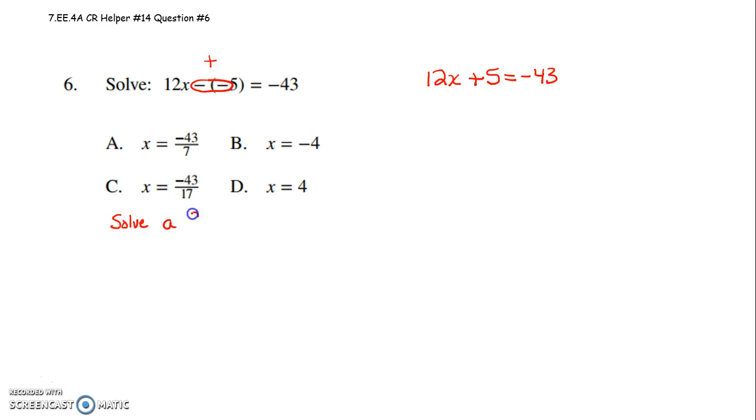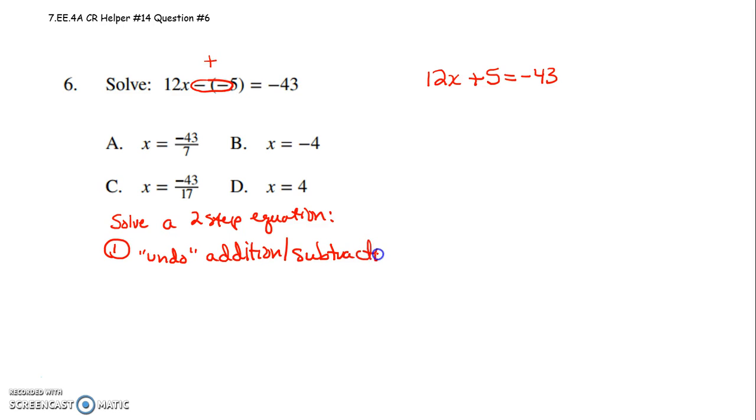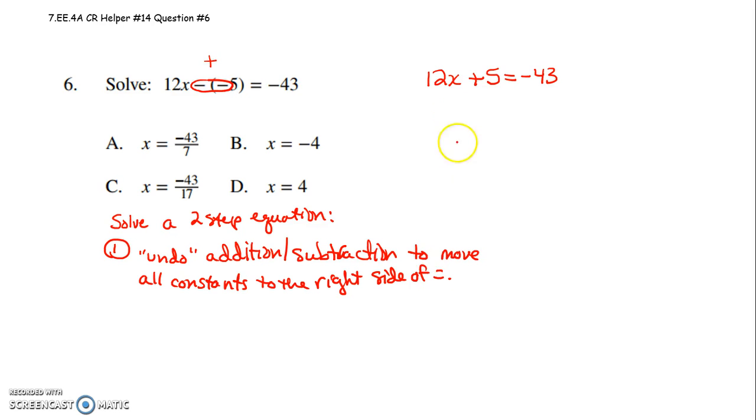In order to solve a two-step equation, the first thing you need to do is undo addition or subtraction to move all constants, those numbers without x's attached, to the right side of the equal sign. All right. So I'm going to undo this addition to start the problem. I need to move all my constants together on one side.